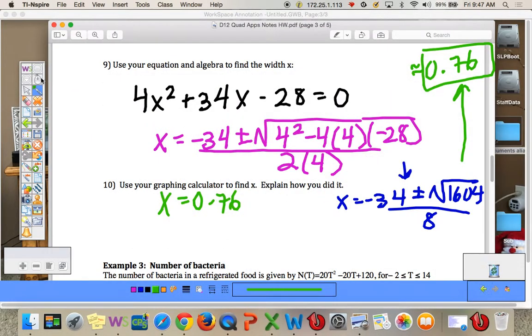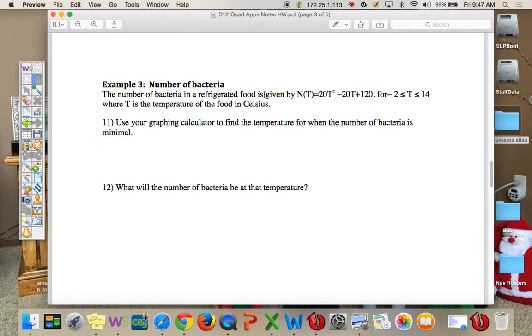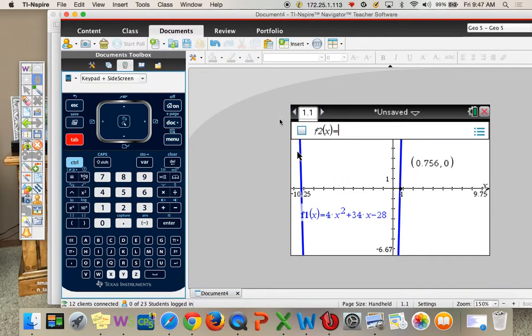All right, let's look at the last example, the number of bacteria in a food. Let's just do this all in the calculator. The number of bacteria in a refrigerated food is given by this function, between negative 2 and 14 degrees Celsius. Use your graphing calculator to find the temperature for when the number of bacteria is minimal. So let's type this in. I'm just going to hit tab and delete what I had in here before.